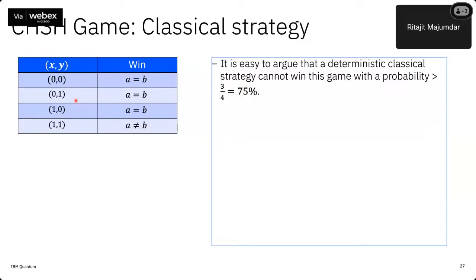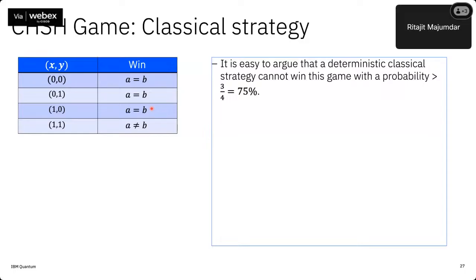If I were here, I would say let's always decide beforehand that A and B values are equal. This is the strategy I would have taken in place of Alice and Bob, because then out of these four cases, in three cases I will definitely win, but I will lose here. On these three cases, I will win.